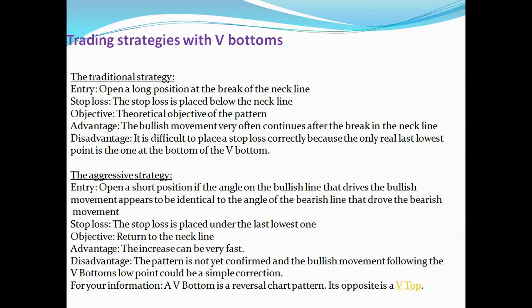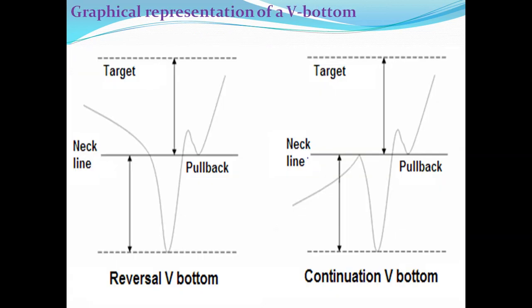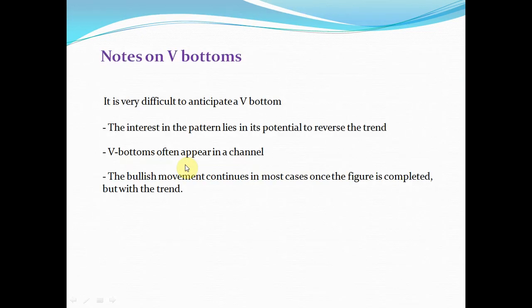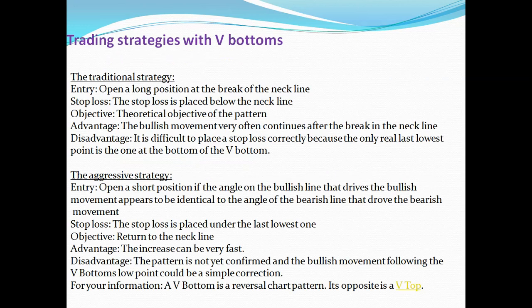Stop loss: the stop loss is placed below the neckline. Let me show you. This is the neckline, it is already marked, so the stop loss should be below. You see, one candle below the neckline ideally. Theoretical objective of the pattern. Advantage: the bullish movement very often continues after breaking the neckline, so it is giving always bullish movement.